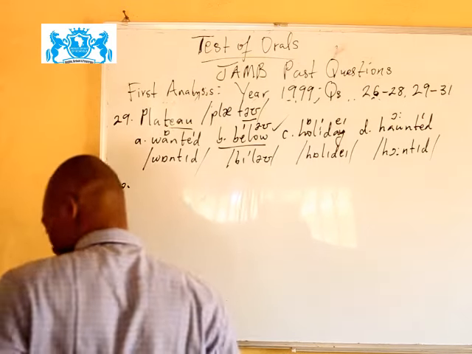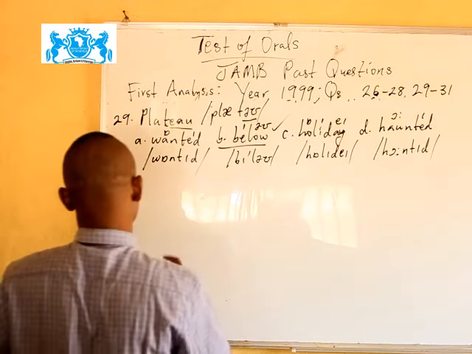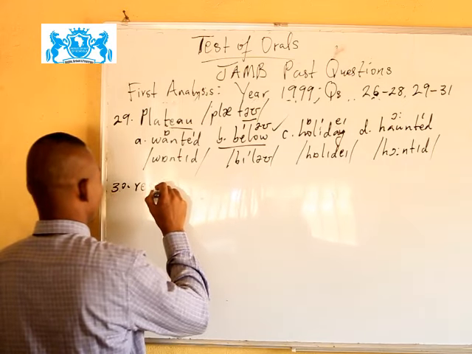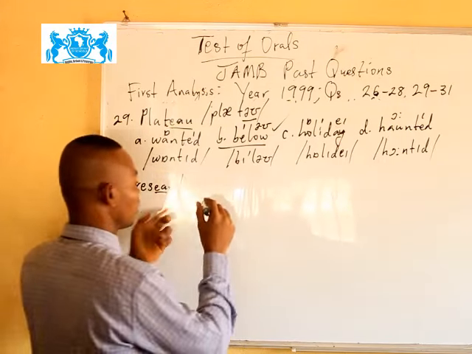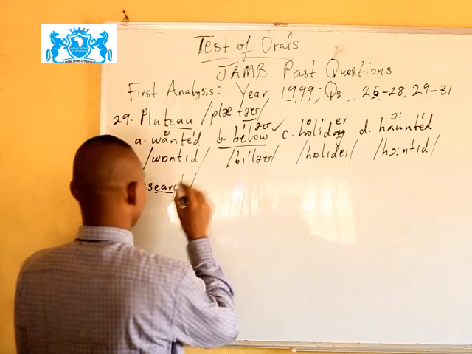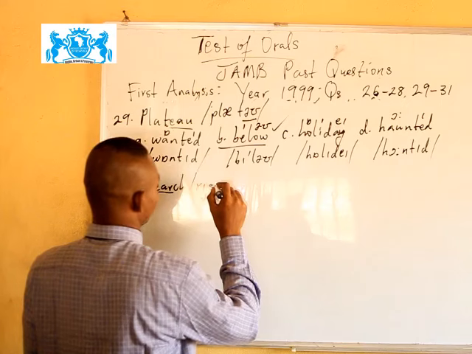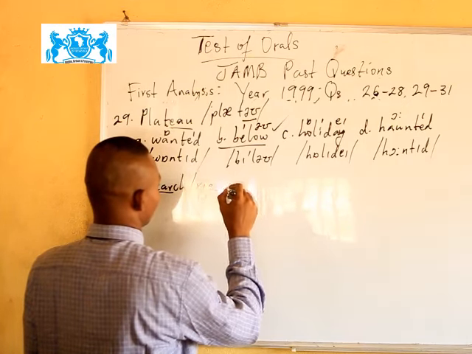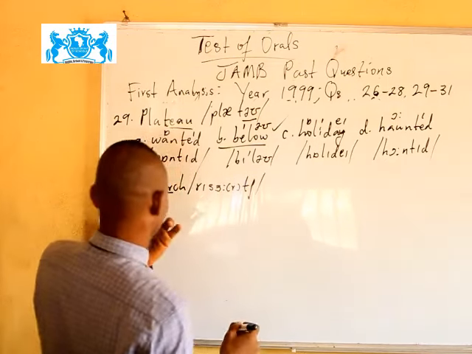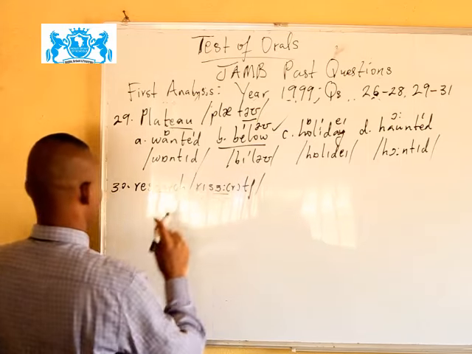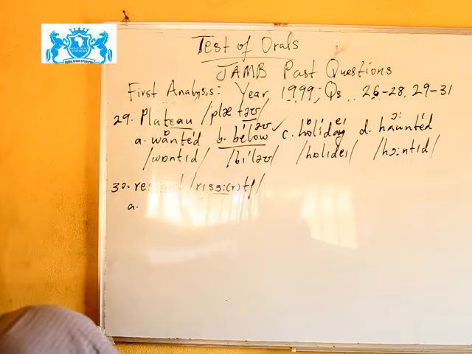Then 30. Question 30. We have the word research. E-A-R on the line. We can transcribe as research. So the underlined, when we take options A to D.